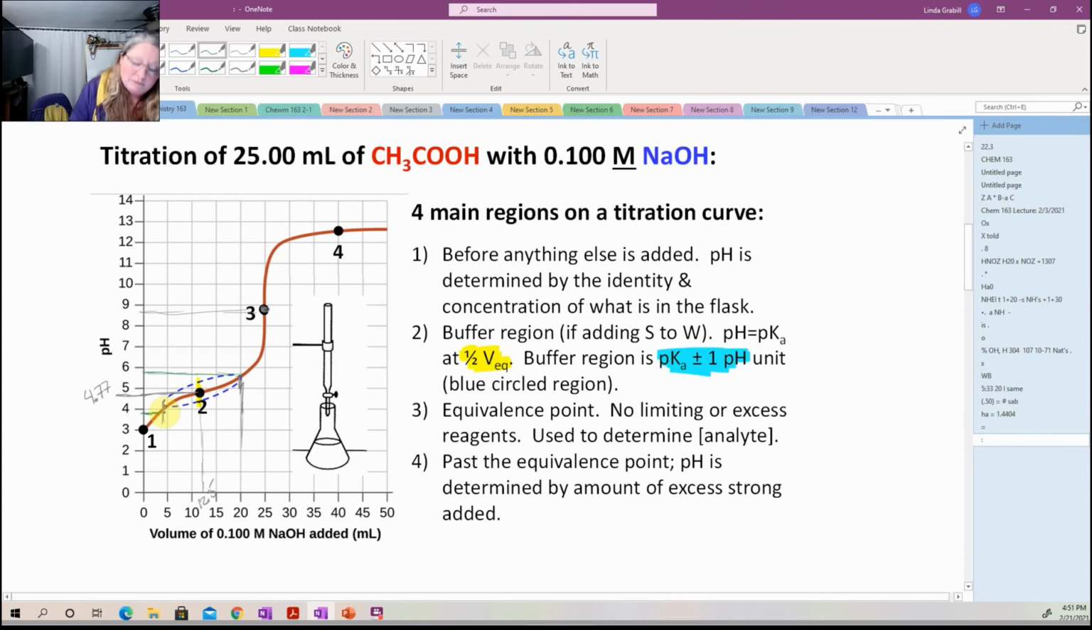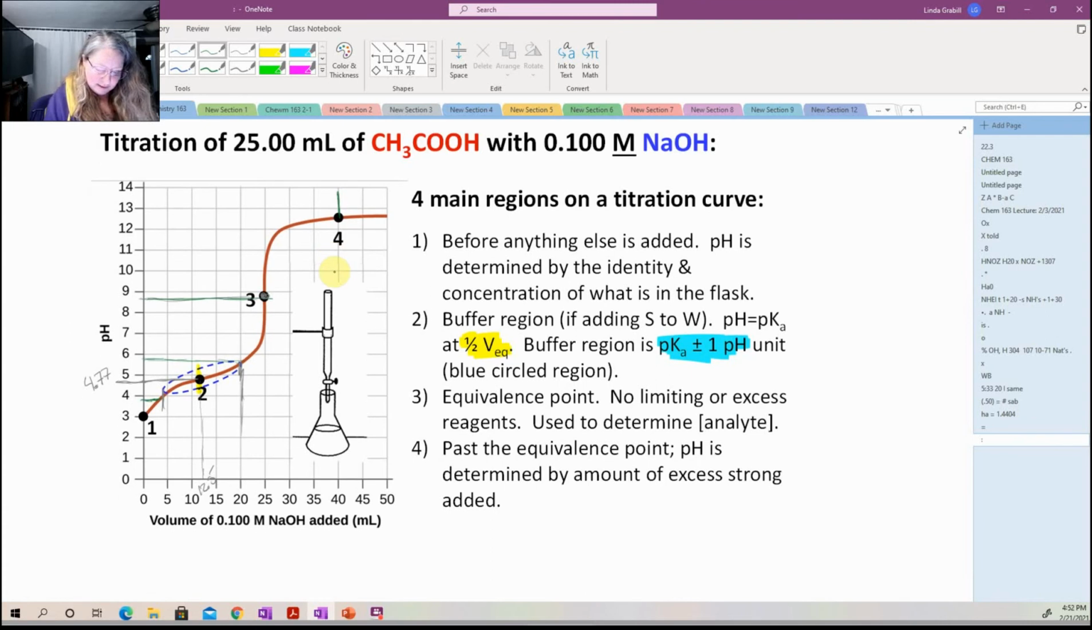At equivalence, remember this is when I have used all of my weak acid or my weak base. So in this case, I'm titrating a weak acid with a strong base. So all of my CH3COOH is gone, and I'm just left with its conjugate base and water until I add more NaOH. And at this point, now I have excess moles of sodium hydroxide, and that's the thing that's driving the pH up. And you'll see that that's going to plateau out because we're going to approach the pH of just straight sodium hydroxide. So let's think about how we can take advantage of these points.